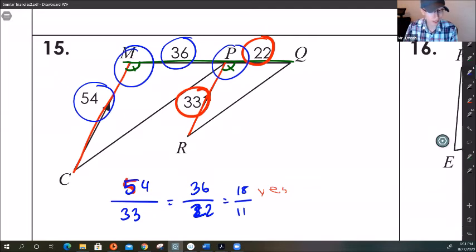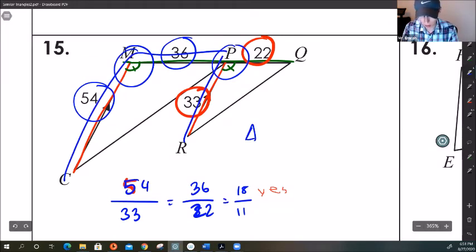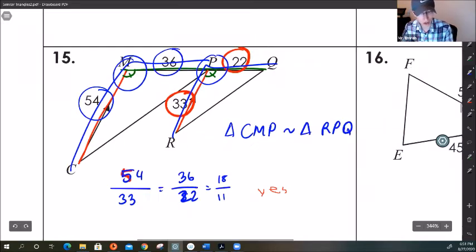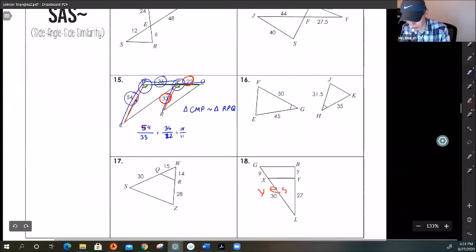So because the angles are the same, already given to me, and then the sides are proportional around it, I'll just say that yes. And the orientation is the same, so it's easy to write the similarity here, CMP, RPQ. You gotta be a little bit patient on this and then justify everything.